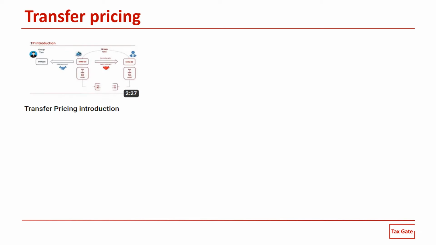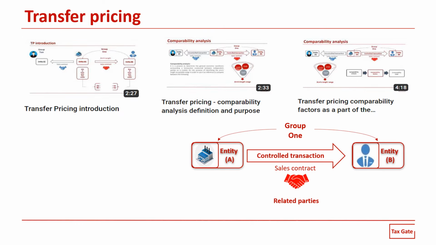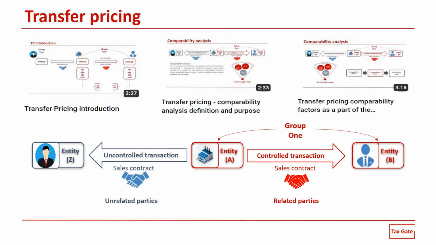So as we previously discussed within our videos, transactions between related parties must be priced at arm's length, which means that they must be priced the same way as they would be between unrelated parties. Also, taxpayers would be required to prove that such transactions have been priced at arm's length.